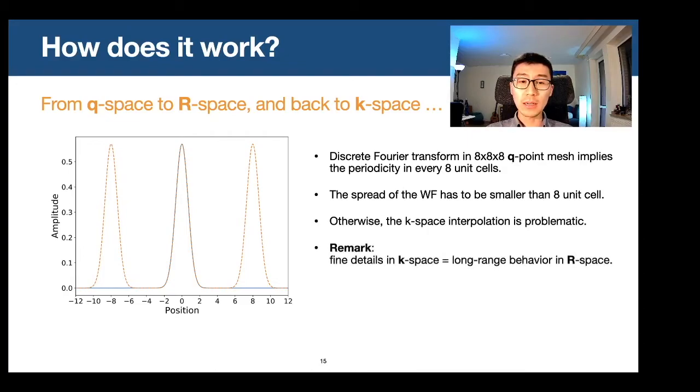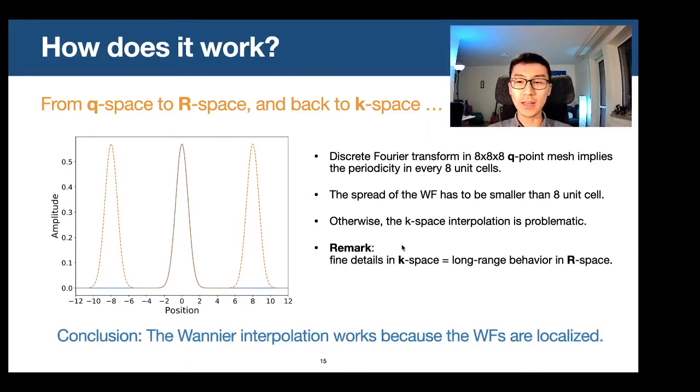Also, a very important remark here is that fine details in K space are correlated with long range behavior in R space. But our basis set, which is a Wannier function, is very well localized, so there is no problem in describing the long range behavior. So basically that's why we can interpolate in K space very efficiently. The conclusion is that Wannier interpolation works because Wannier functions are well localized.